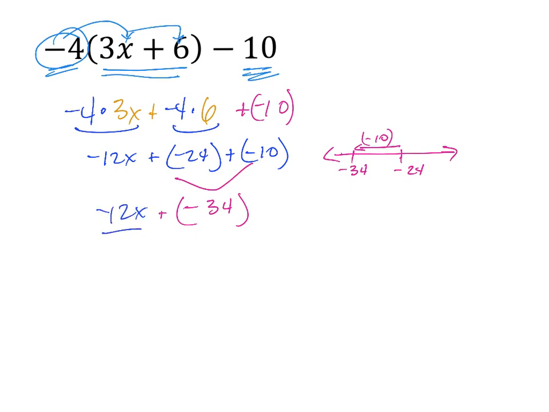This is different. These are x's, these are not. Don't put lions and puppies together. Know when to stop. This is when you stop. Some of you may look at that and say, oh, that's going to be negative 46x. That means you don't know when to stop. So know when to stop. This is where you stop.